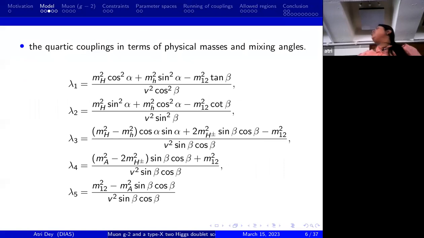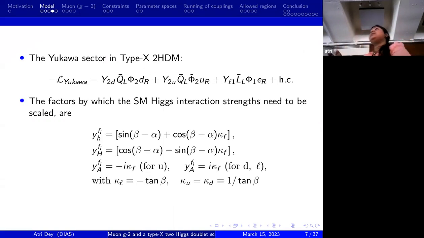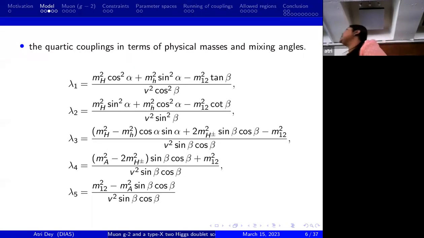Okay, so after that, we have our physical Higgs, meaning physical scalar masses, and our mixing angles. We can write down our quartic couplings in terms of our physical Higgs masses and mixing angles. After all the calculation, the diagonalization and everything, these are the relations among the mixing angles, masses, and our quartic couplings. Here V is the square root of V1 squared plus V2 squared, the total vev.